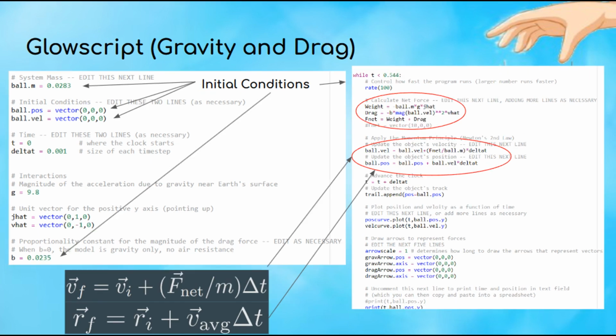Our second computational code that accounts for drag as well as gravity is very similar to our first, with the only notable differences being the inclusion of a proportionality constant on the left and the inclusion of a drag force being added to the weight in our net force equation on the right.